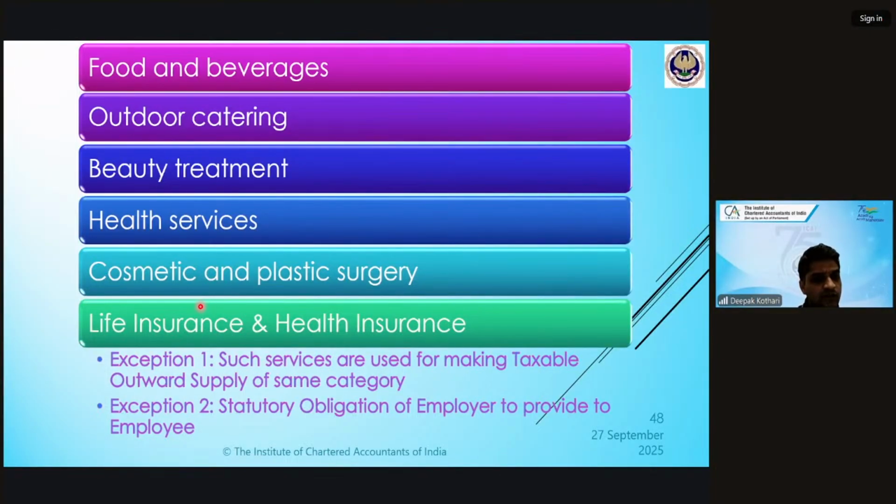That 18% input and 5% output tax set off, yes, you can set off and balance what is left over. That is called inverted duty rate structure, that your input is high and your output is less. Then you can claim the refund.